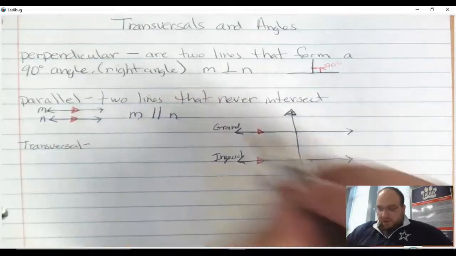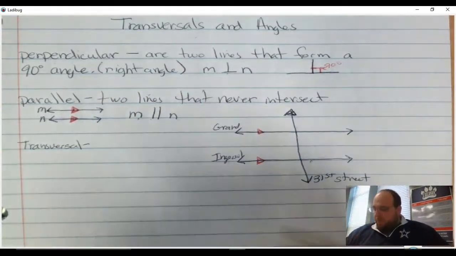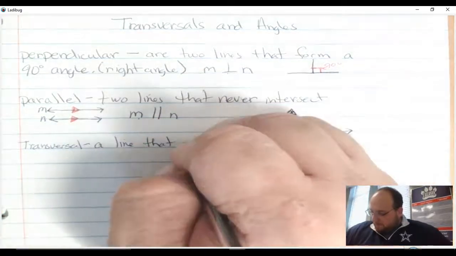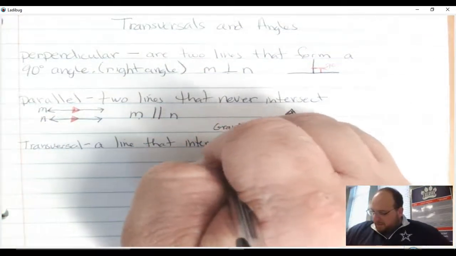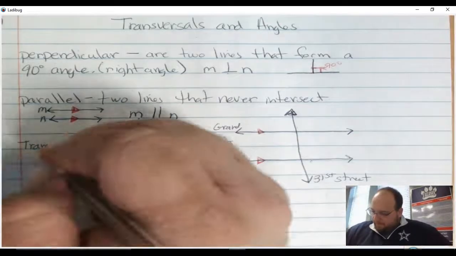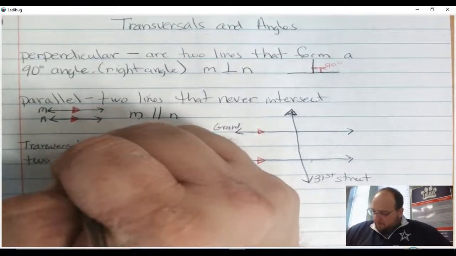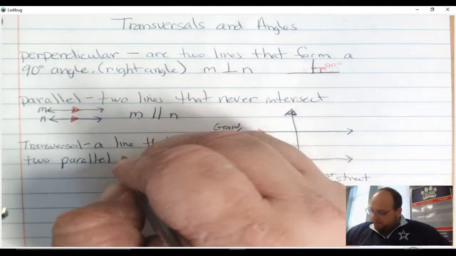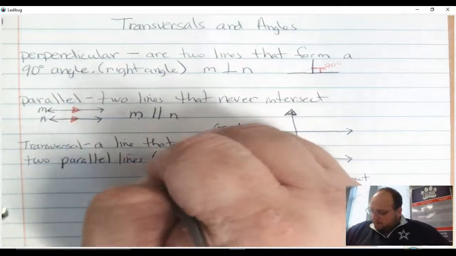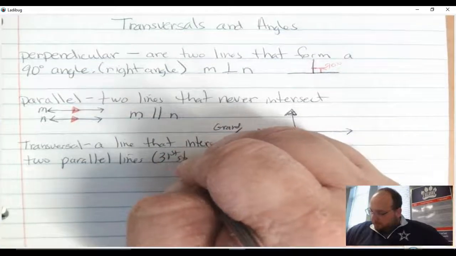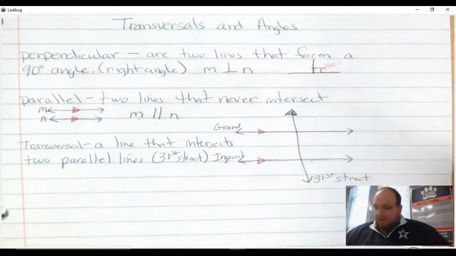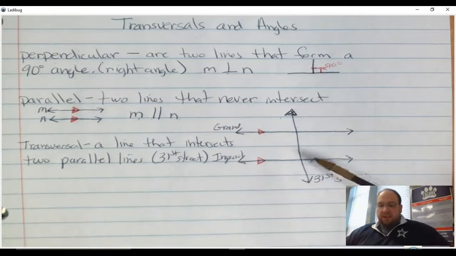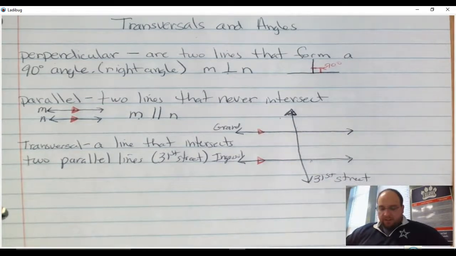And basically a transversal line is a line that intersects two parallel lines. So again, intersects means to cross. So in this example, 31st Street is your transversal line. So 31st Street is your transversal line because it is the line that intersects both Grand and Ingersoll.